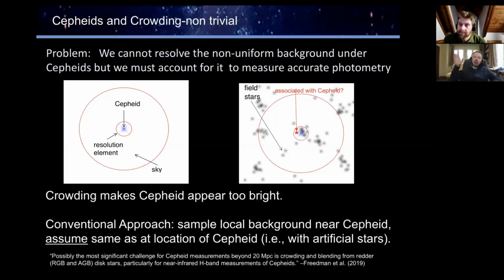And so this was dealt with in the conventional way by sampling the backgrounds nearby and assuming what I think is reasonable, that the Cepheids don't know that we're looking at them. And so what that means is our line of sight to a Cepheid is random, just as random as anywhere else nearby. And so this approach ought to work.